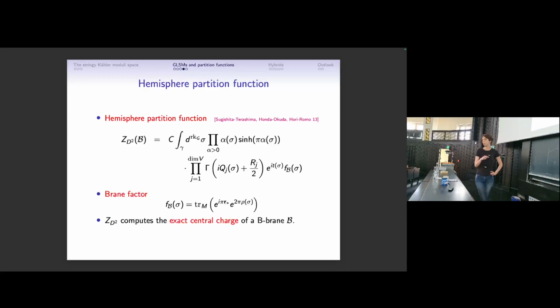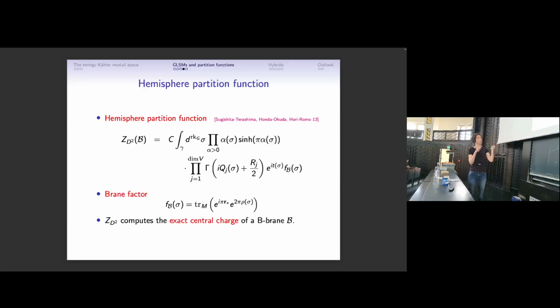Gamma here is a middle dimensional integration contour taking value in the Lie algebra. And most of the data I have already defined here. So alphas is just for the non-abelian case. These are the positive roots. Q's are the gauge charges. These are the R charges. And crucially, the Fi theta parameter enters in here.